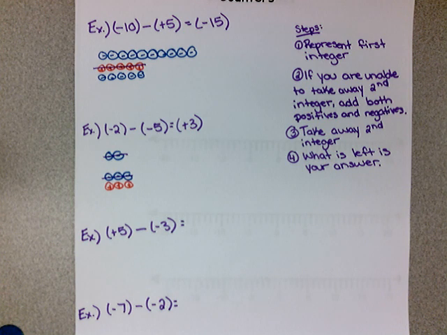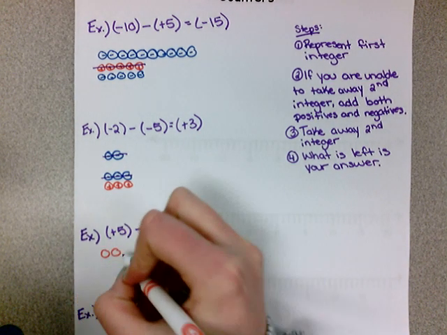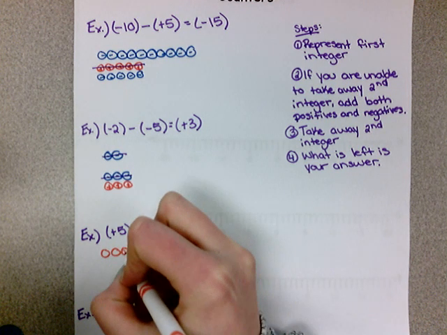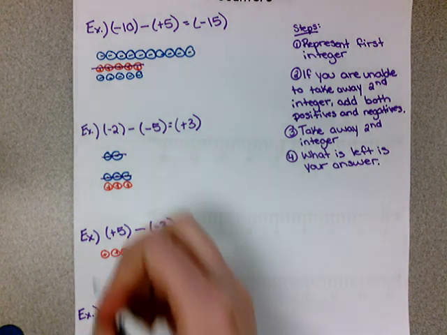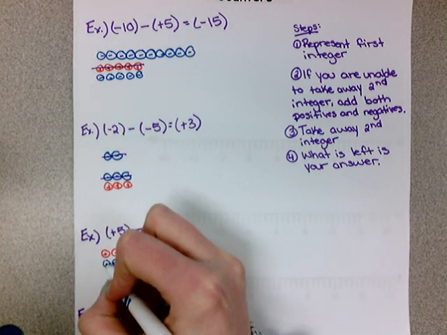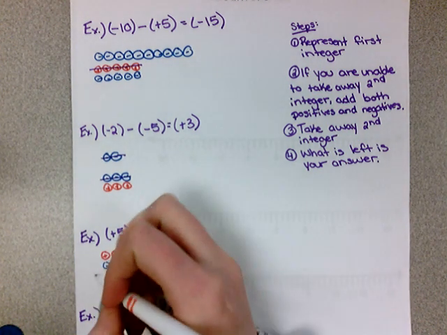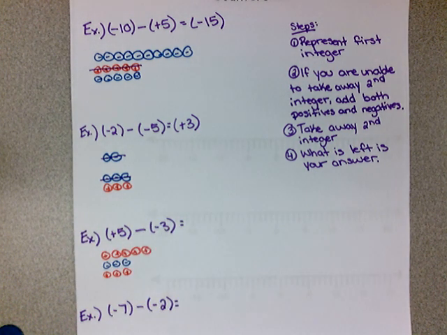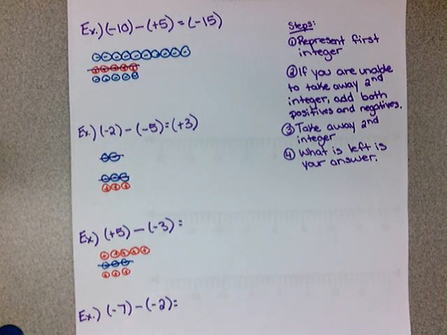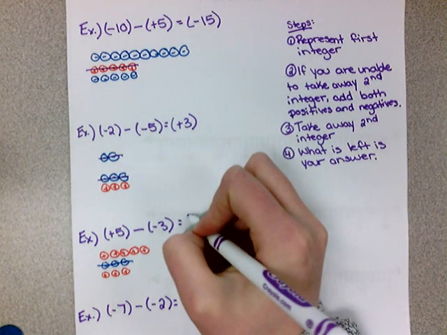All right, welcome back. Let's see how you did. So the first example here is positive 5 minus negative 3. So we start by drawing out positive 5. Then we need to take away negative 3. Now again, we run into this problem that there's not negative 3 to take away. So using the zero principle, we're going to add in that negative 3 along with positive 3. So now we have negative 3 that we can take away. So cross those out, and we are left with positive 8.